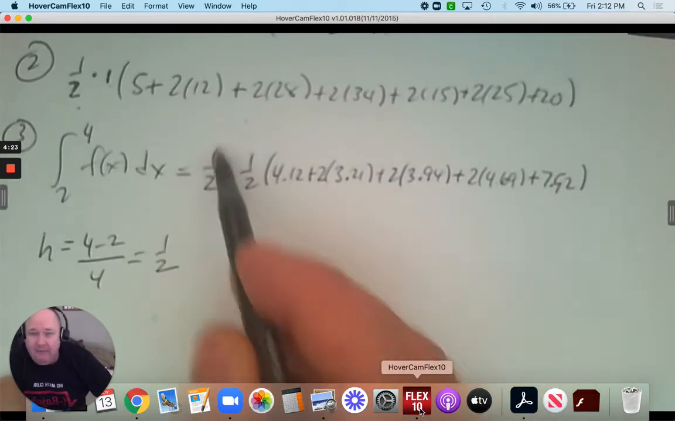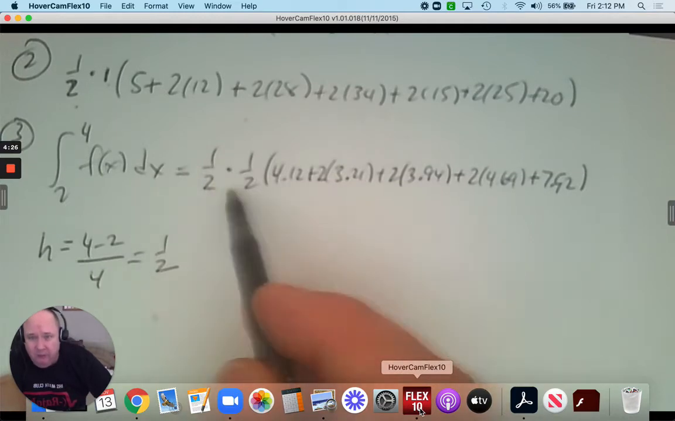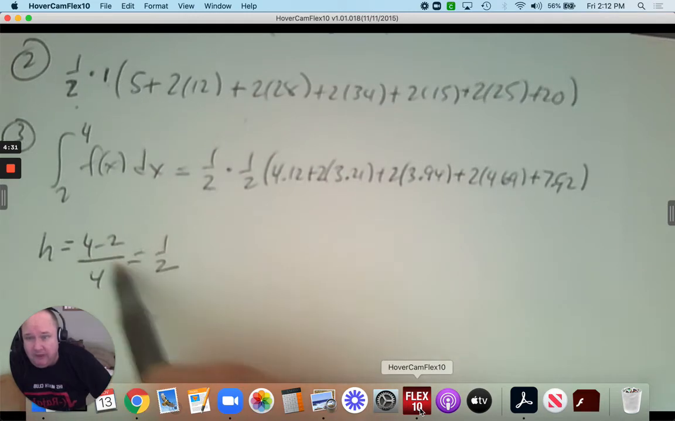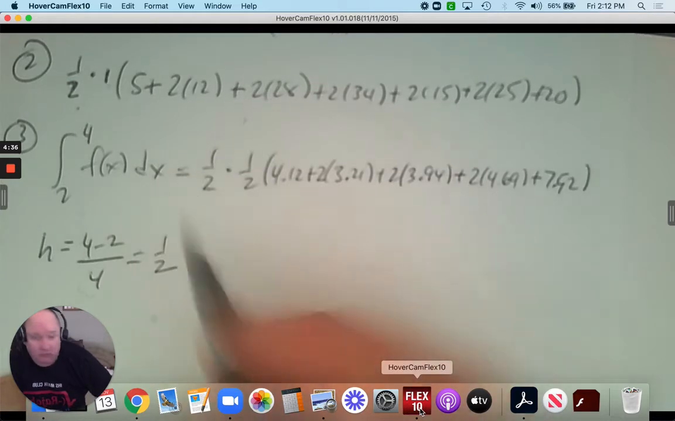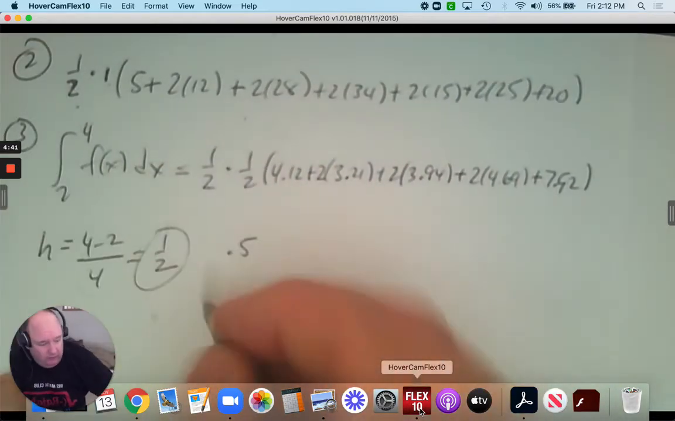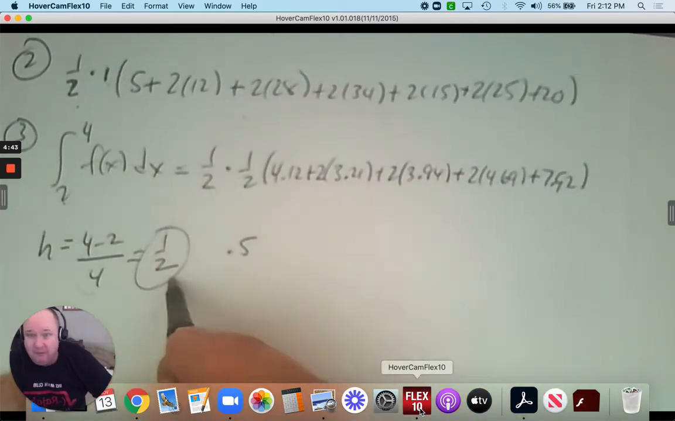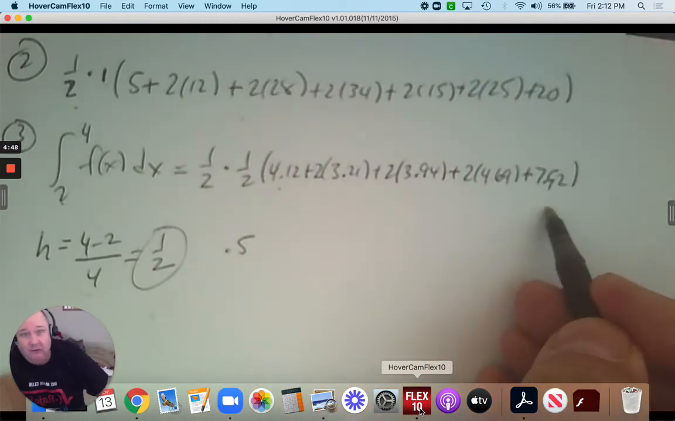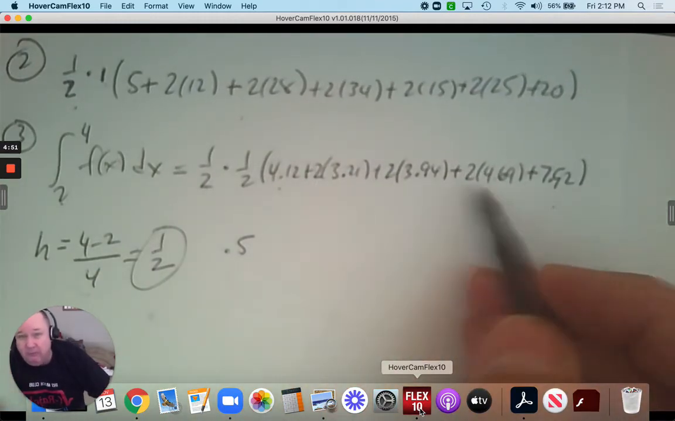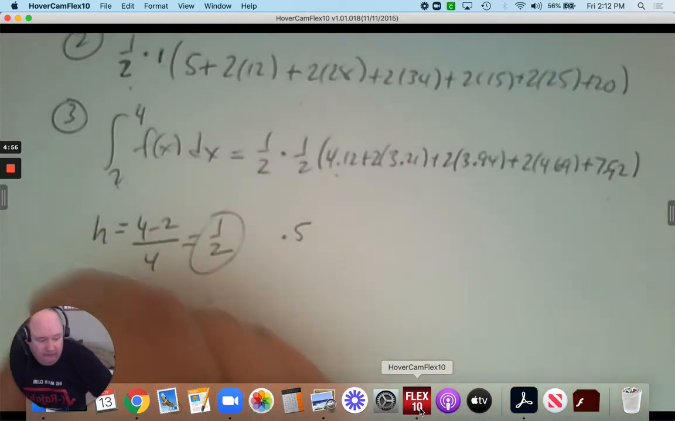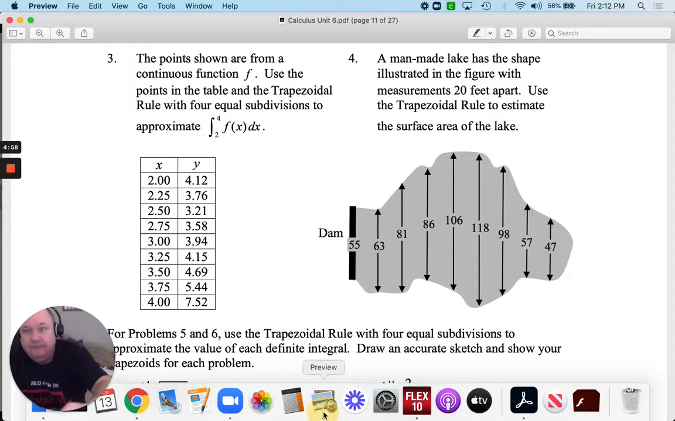So 1/2 is part of the formula for a trapezoid. The width of each trapezoid is the upper bound subtract the lower bound, divided by how many trapezoids you want, which is 4. So that's 1/2. And then you just count by 0.5. This is what you keep counting by. So it's 2, then 2.5, then 3, 3.5, then 4. And just remember the first height and the last height are single, and all the heights in the middle are doubled because they are shared bases. That's it. Don't even simplify it. Number 4.